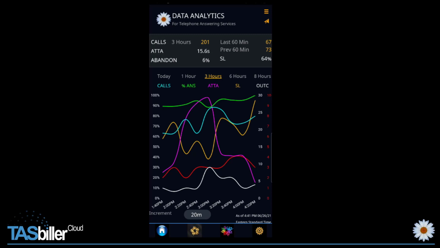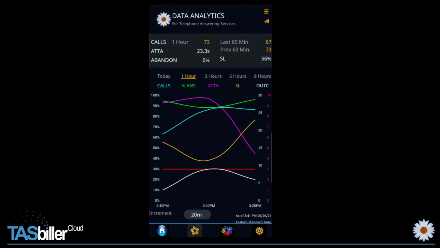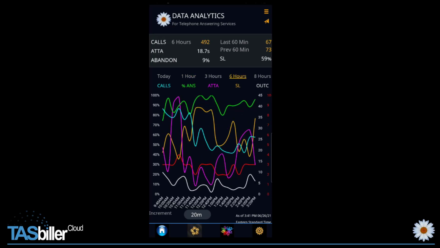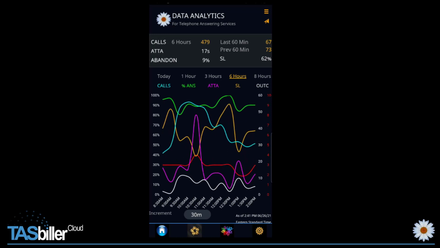And you can look at different durations of 1 hour, 3 hours. Again, the 1-finger right swipe will push you through 1 hour at a time. I can look at a 6-hour period. And now with a 20-minute increment, it's kind of scrunched up a little bit. So I can change that to maybe a 30-minute increment. And it's a little bit smoother. And again, I can do a 1-finger right swipe and push the data 1 hour in either direction, forward or backward.